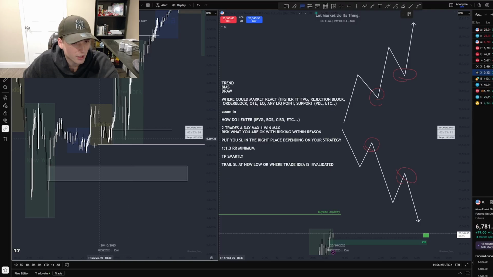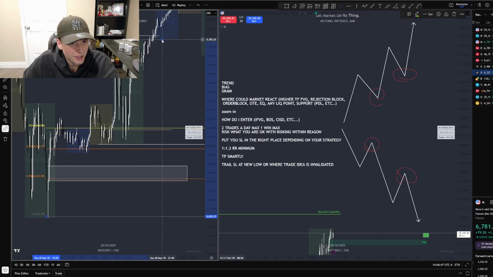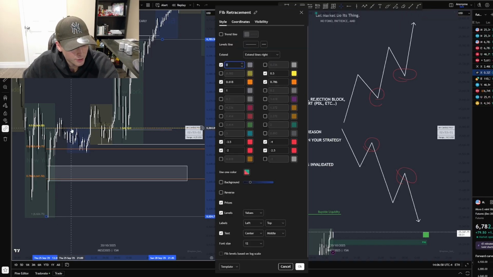All you need to focus on is, is it in equilibrium range? Well, as you can see, actually, this one was. So this would have been a great entry on that order block right here, right? You put your fib, you look at where the halfway point is, equilibrium. Here are my settings for the fib, if you guys want to screenshot or whatever, right?